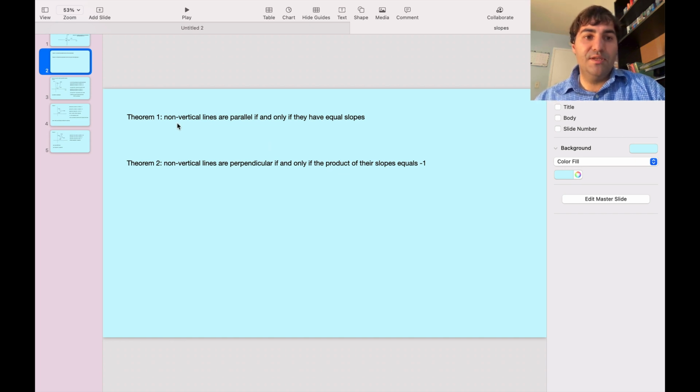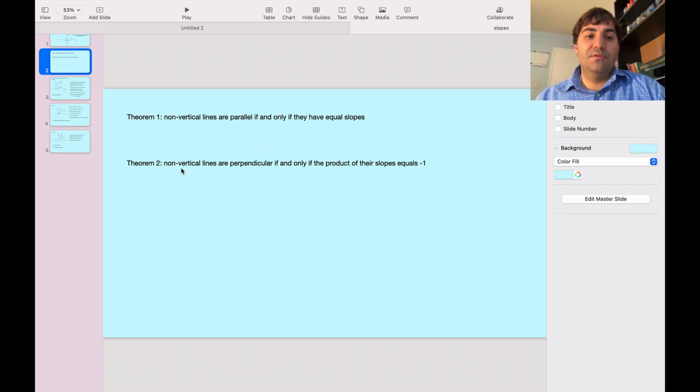So the first theorem is non-vertical lines are parallel if and only if they have equal slopes. This is an if and only if statement. It's a biconditional. If you want to go back to one of my original videos on indirect and direct proofs, I think I talk about biconditionals. It means basically the statement works in both directions. In other words, if non-vertical lines are parallel, then they have equal slopes, and also if two lines have equal slopes, then they are parallel. So just try to think of an if and only if statement like that.